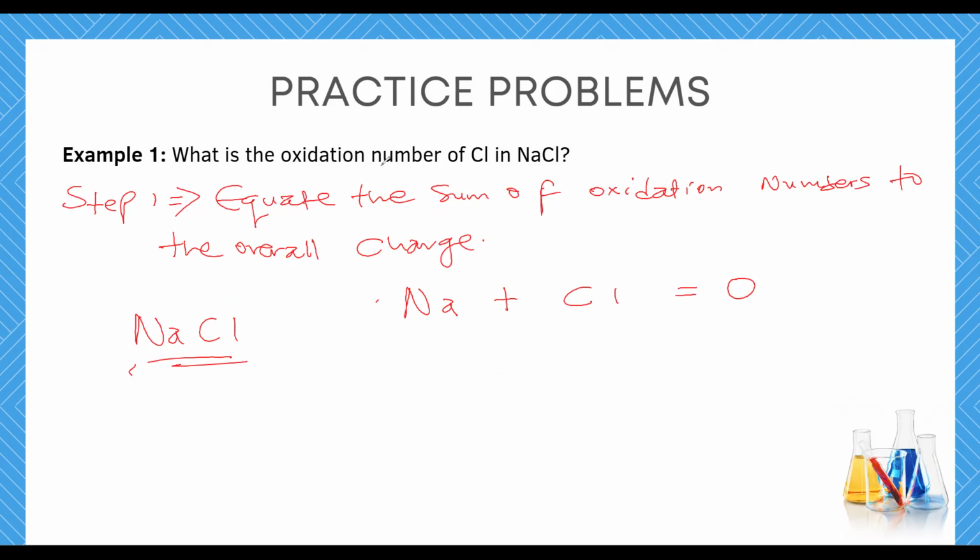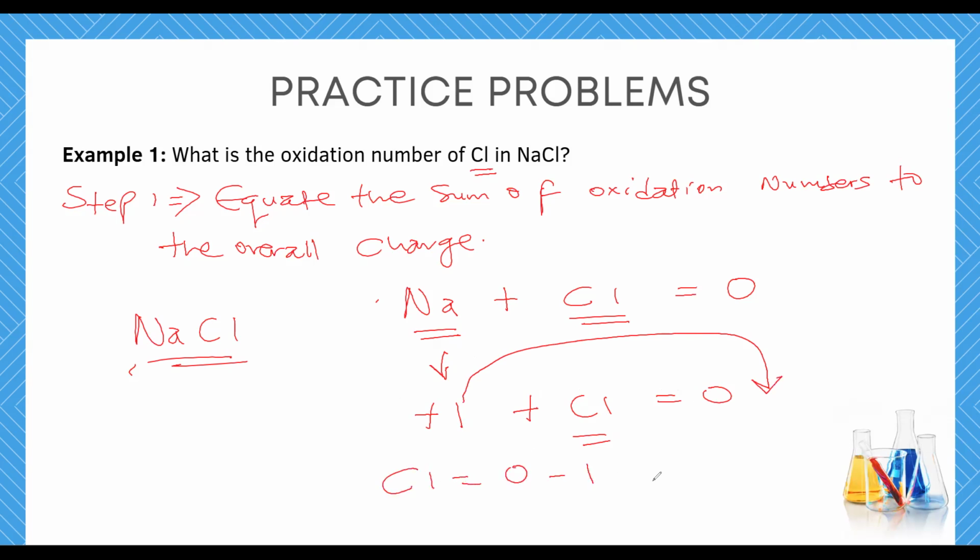Now, we are calculating the oxidation number of chlorine in NaCl. Remember, one of the rules that we stated is that alkali metals always have plus 1, and sodium happens to be one of them in group 1 of the periodic table. So, the oxidation number of sodium, which is an alkali metal, is plus 1. And since we're calculating for chlorine, we don't know what it is. So we say plus Cl is equal to 0. So making this the subject of the formula, plus 1 goes to the other side. Cl will now be equal to 0 minus 1. The oxidation number of chlorine, therefore, is minus 1.